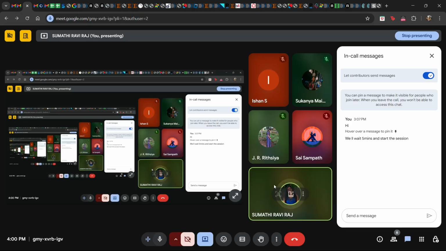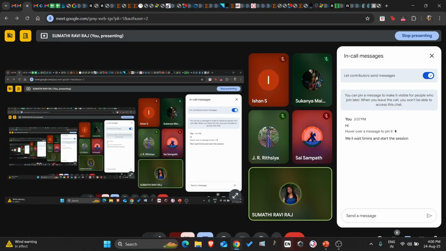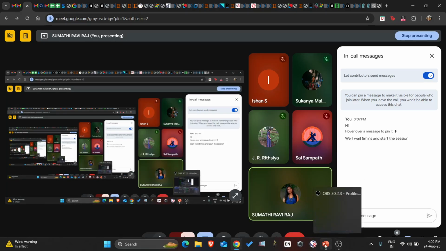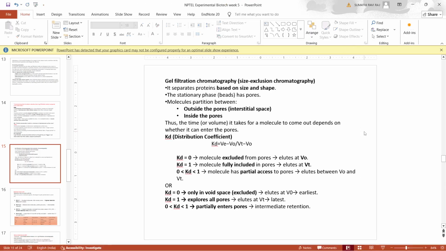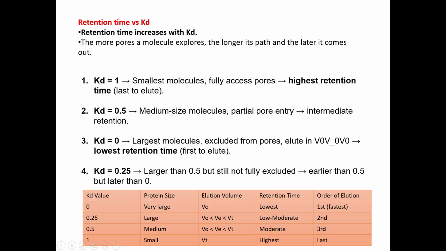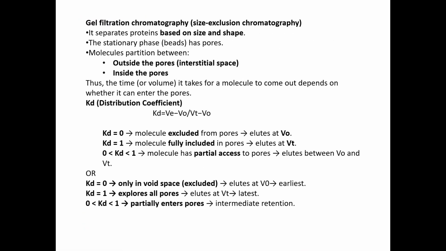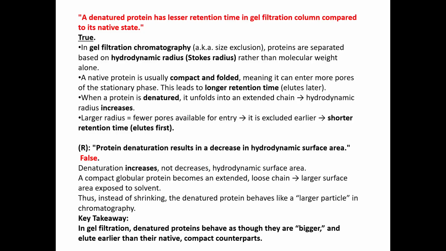So I guess there are no more doubts, so we can continue. I hope I'm audible and my screen is visible. Okay, so where were we? Yeah, this was the last one we discussed.